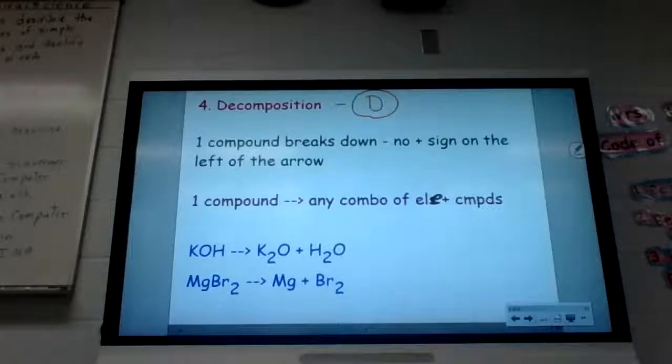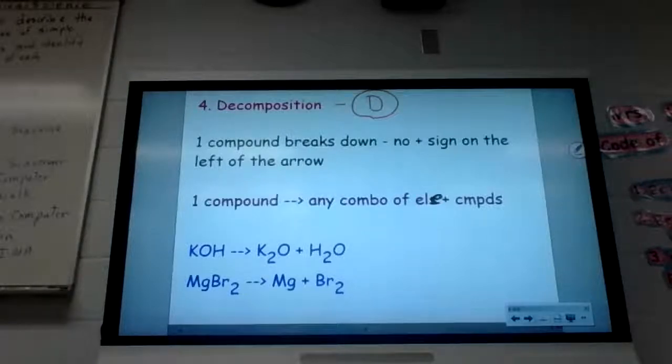So, with decomposition, your compounds break apart. You start with one compound, they decompose, they break down, just like it did in biology class. So if you start with one compound, it is going to split. There will be no plus sign on the left of the arrow. One compound breaks into literally anything. It can be any combination of elements and compounds. I gave you two options there of what it can do.